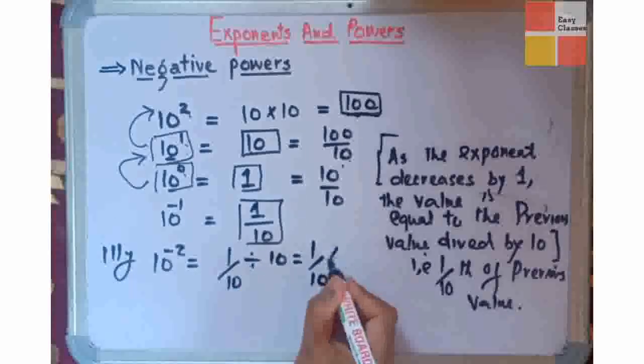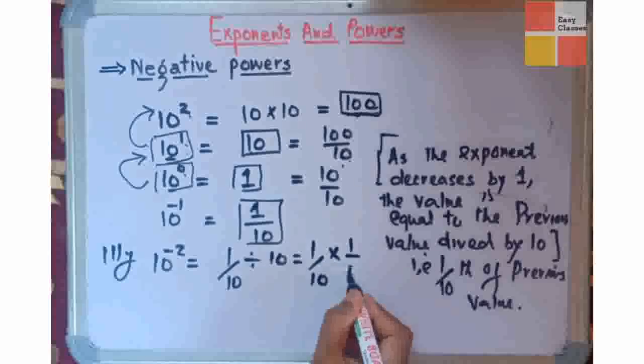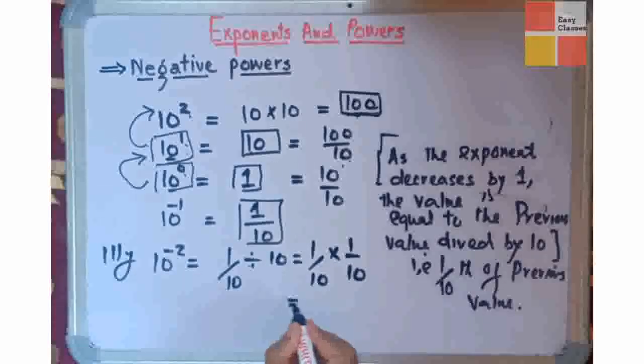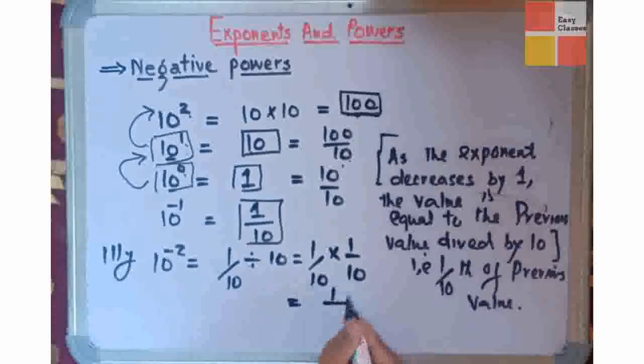Converting this division into multiplication, so we have to put the reciprocal of this, right? So that is equal to 1 into 1, 1, 10 into 10 is equal to 100. Okay.